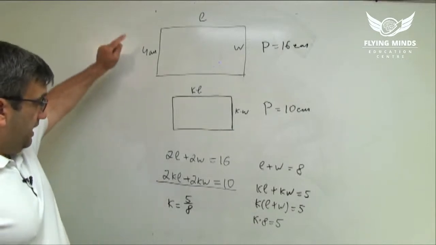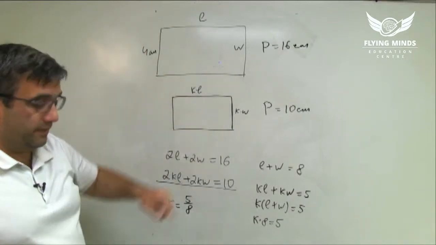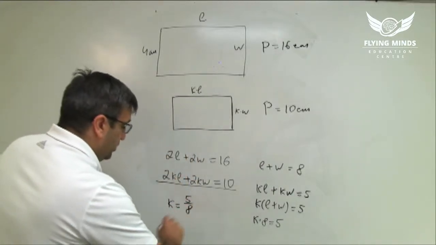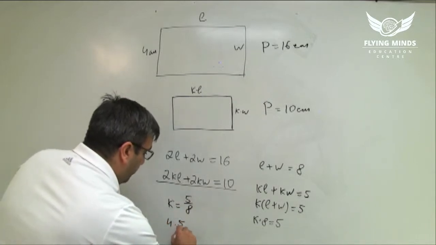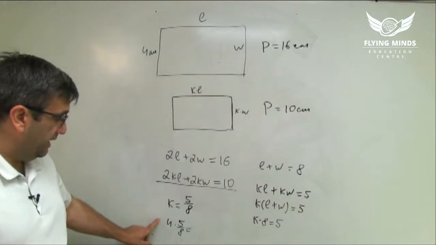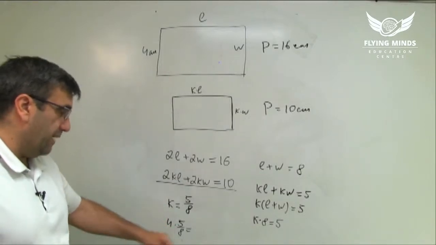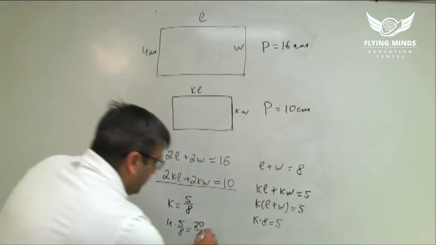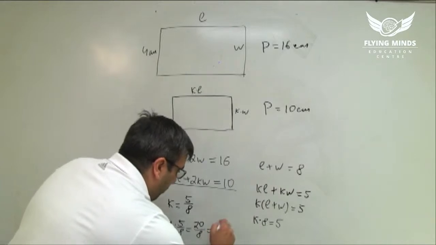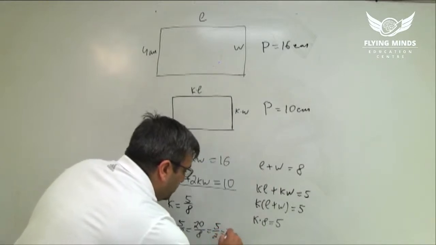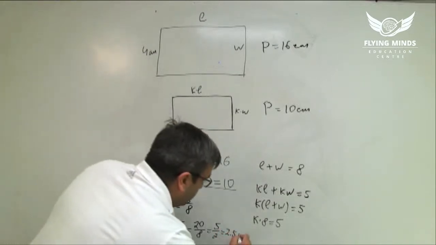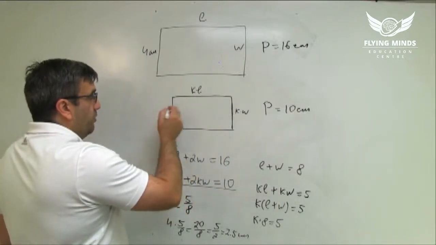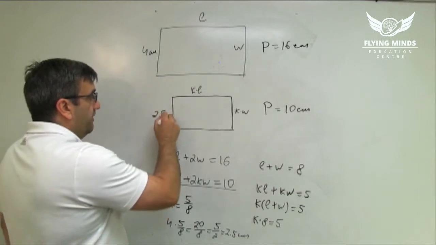Right? So to figure out width of the second rectangle, what we need to do is multiply 4 by 5 over 8, and what we get, 4 times 5 is 20, 20 over 8, or we can simplify by 4, so it will be 5 over 2, or it will be 2.5 centimeters. Right? So width of the small polygon is 2.5 centimeters.